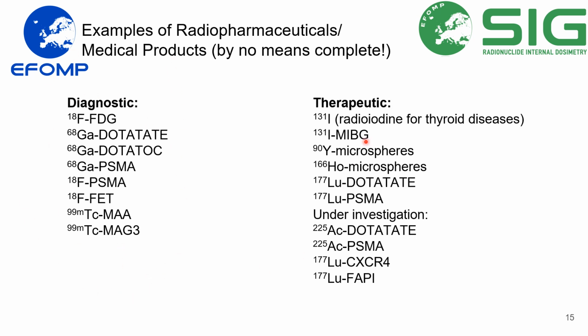On the other hand, there are a few therapeutic examples. Iodine-131 for thyroid diseases, iodine-131 MIBG, yttrium-90 microspheres and holmium microspheres, which you're going to hear about, lutetium DOTATATE and PSMA. Those are approved, but there are also many more which are under investigation, such as alpha-emitting DOTATATE, alpha-emitting PSMA, lutetium-177 CXCR4, and lutetium FAPI therapy.